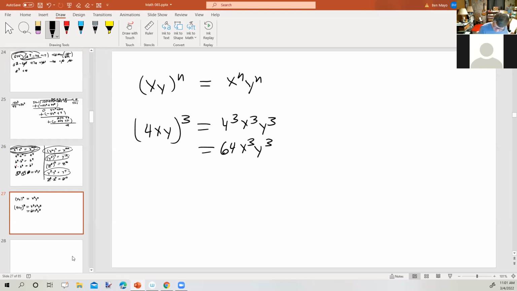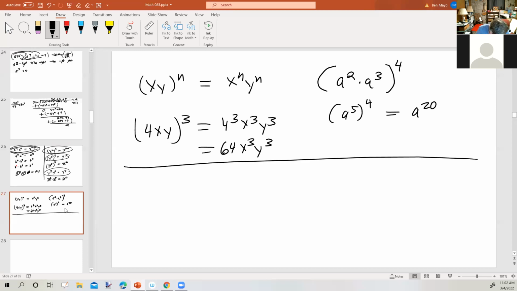Let's see here. Let's combine rules 1, 2, and 3. Let's say I've got this: a squared times a cubed, to the 4th power. So that first rule, which was multiplying two powers with the same base, we add the exponents. Inside, I'd have a to the 5th. Now I've got a power raised to a power, so I've got a to the 20th. That makes sense. So inside first, then outside. Yeah, order of operations. Let's say, what if I've got this? X cubed times x times y to the 4th, all of that to the 5th power.